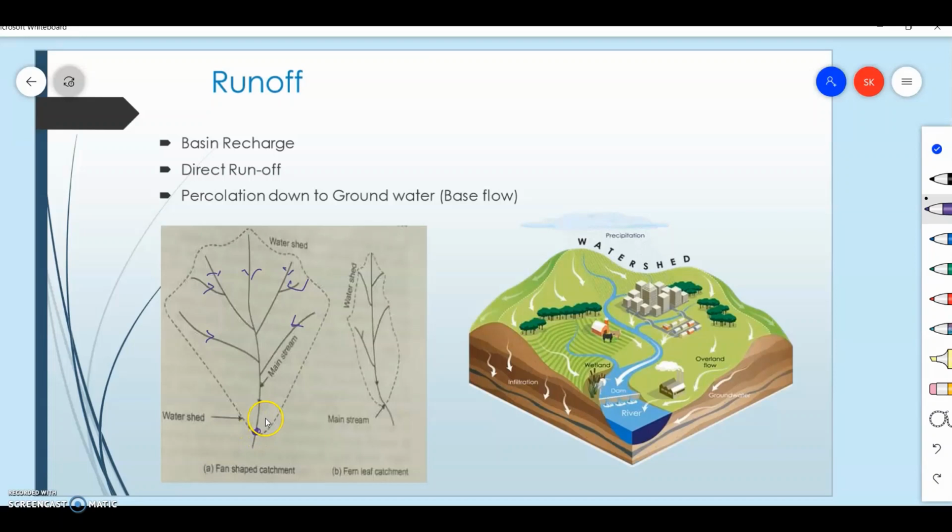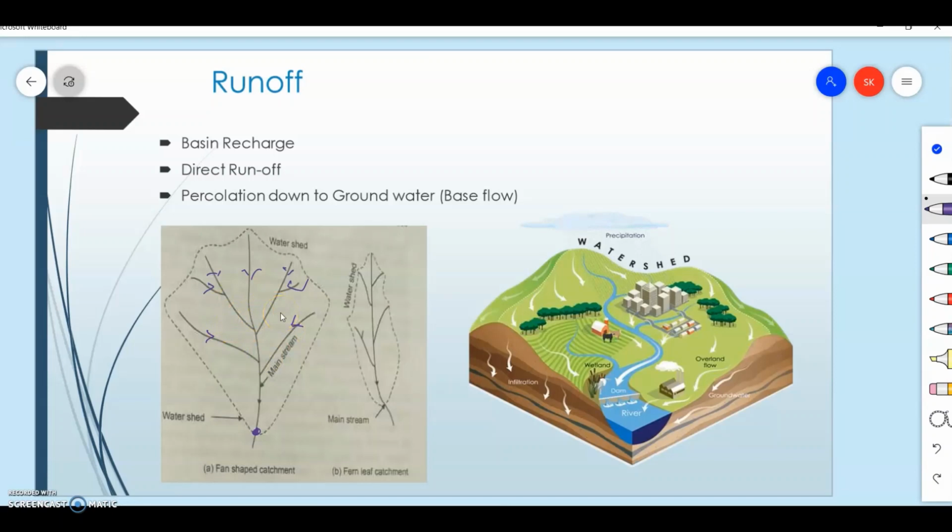Now the most interesting point is, if we measure the discharge at this particular point, then whatever the discharge is, it is nothing but the water collected from this entire boundary. But as we know, some amount of water infiltrates and some amount of water runs over the land, so for different areas, depending upon the geological condition and type of soil, the generation of runoff, or we can say the runoff coefficient, varies.